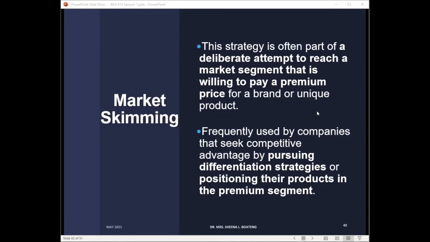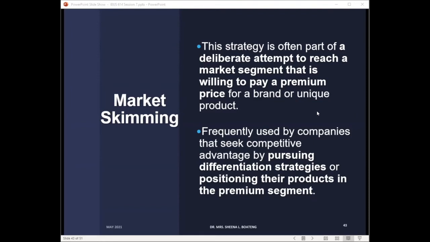Then the next strategy is market skimming. And market skimming is the opposite of penetration pricing, where they would deliberately sell the product at a premium to reach a particular market segment who are willing to pay this premium price, often to be able to get this particular product that is of a certain level of quality, which they want to have exclusively, right? A typical example is the iPhone club that we know of. It is for a certain premium market segment.